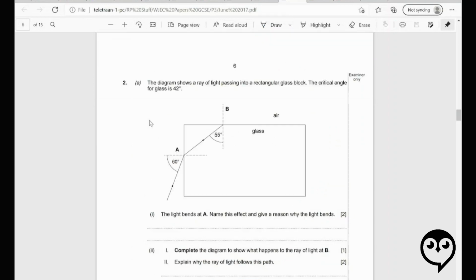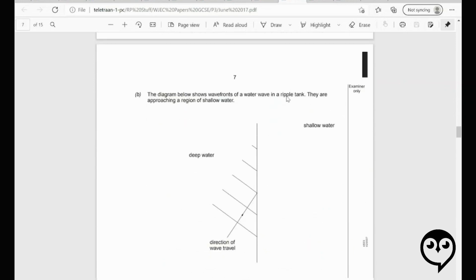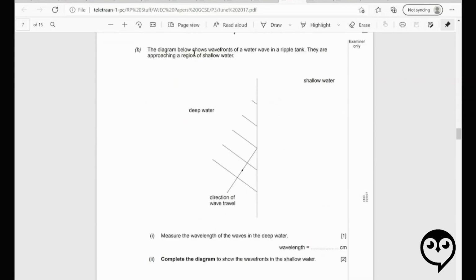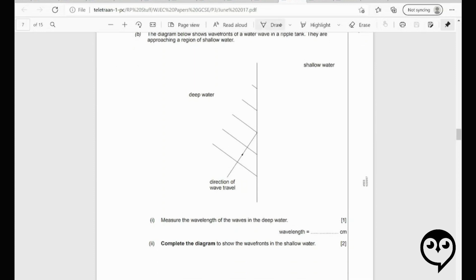Okay, moving on. This is June 2017, paper 3. We've just done a question kind of like this, so I'm going to move along. This one's a little bit different. This is from deep to shallow water, and it's not a reflection now, it's a refraction. They're going to ask us to draw, measure the wavelengths, and complete the diagram.